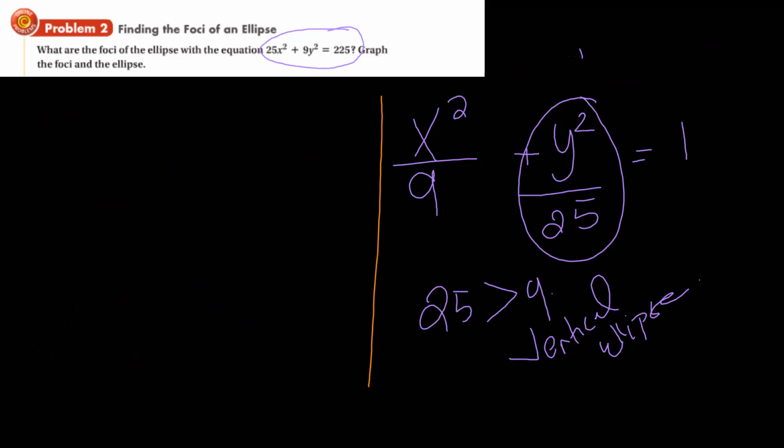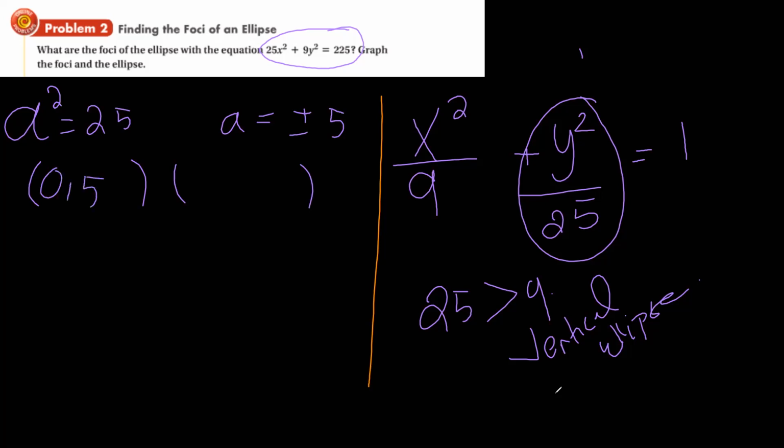Now, I need to find the foci. From here, what is the value of A? It is the greater, 25. Now, A squared is 25, so A will be 5. Don't forget, A will be positive, negative 5. So what are the coordinates of the vertices? Will it be 0, 5 or 5, 0? 0, 5, because I am in a vertical ellipse.